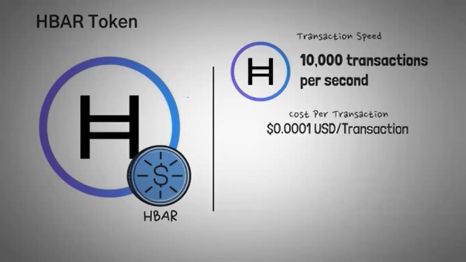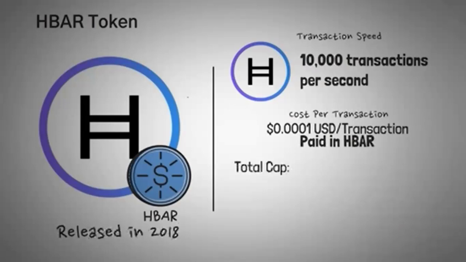So even if HBAR triples in price or the network gets super congested, the transaction cost is the same. Transaction costs are paid in HBAR, but they're always equal to $0.0001. The HBAR token was originally released in 2018 in a private funding round, and there will only ever be 50 billion HBAR tokens minted. We call this a total supply cap.